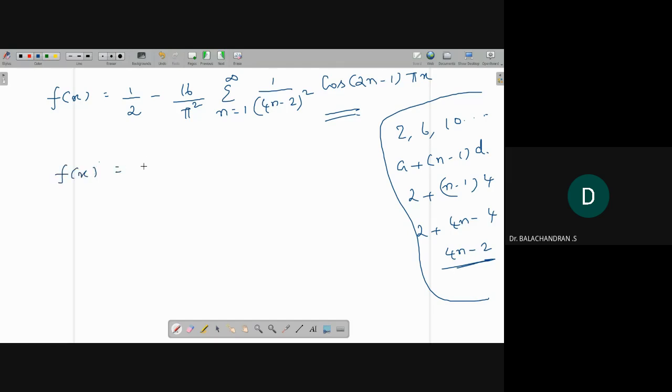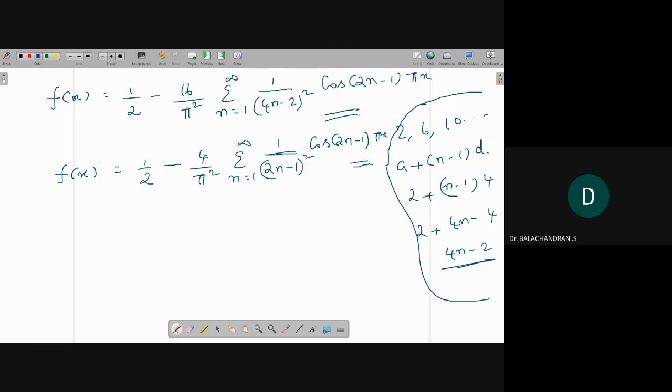F of x is equal to 1 by 2. If you take 2 common, it means 2 square is 4, so here 4 by pi square, summation n equal to 1 to infinity, 1 by 2n minus 1 whole square into cos of 2n minus 1 into pi x. Okay, good. Thank you, Jaya.